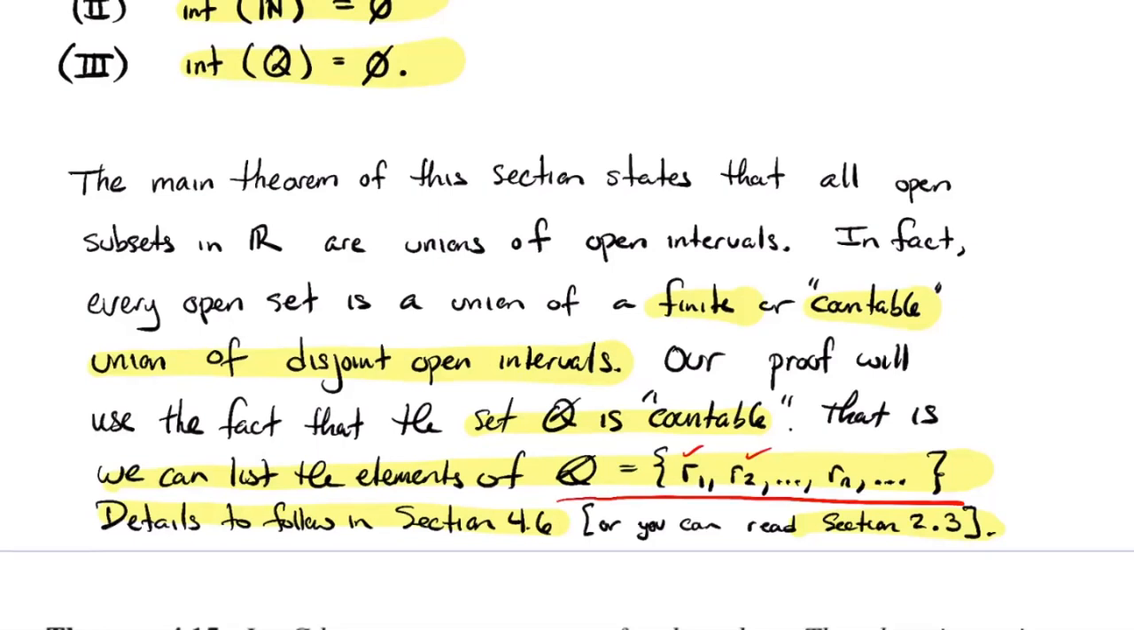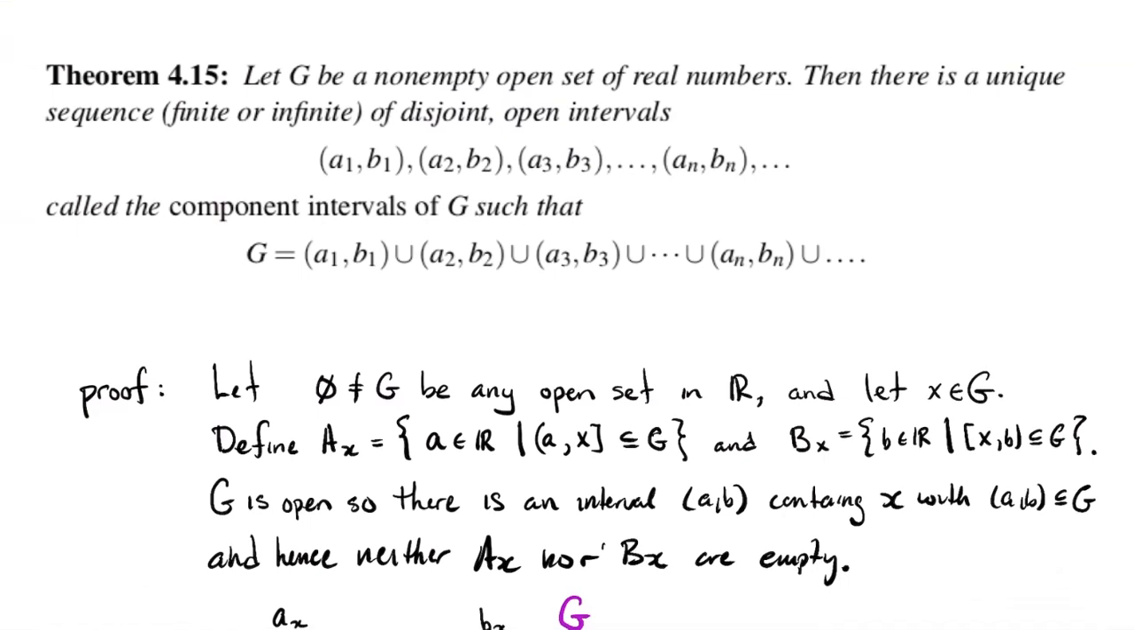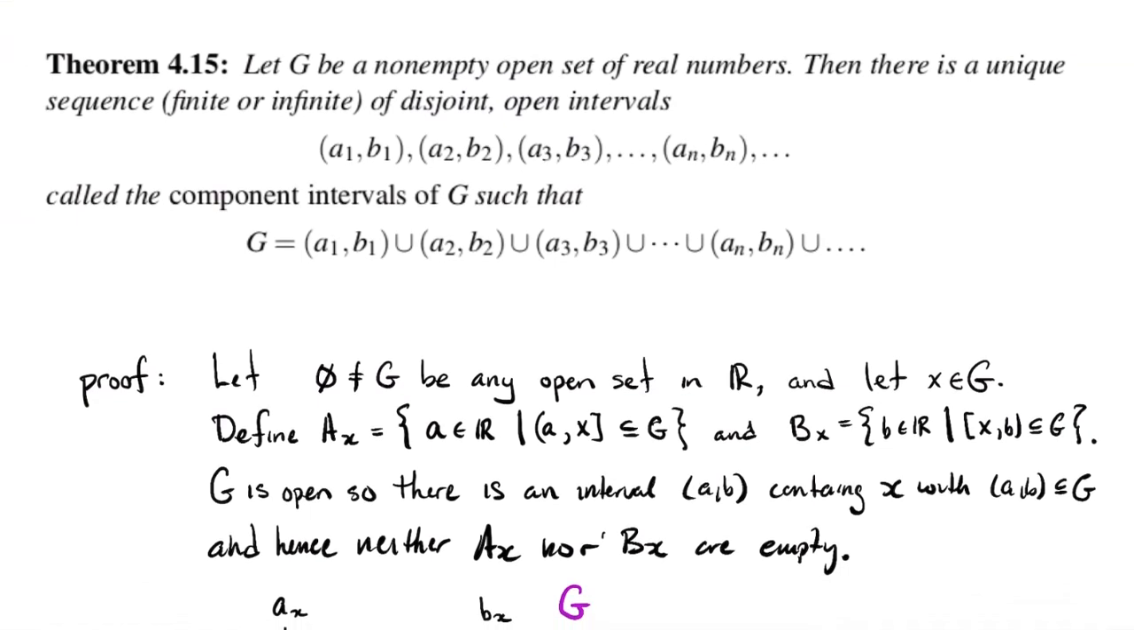Okay. So here is the statement of the theorem. If you take any non-empty open subset of the real numbers, call it G, then there has to be some unique... I'm going to leave the uniqueness part out of this lecture. We can talk about it in class.